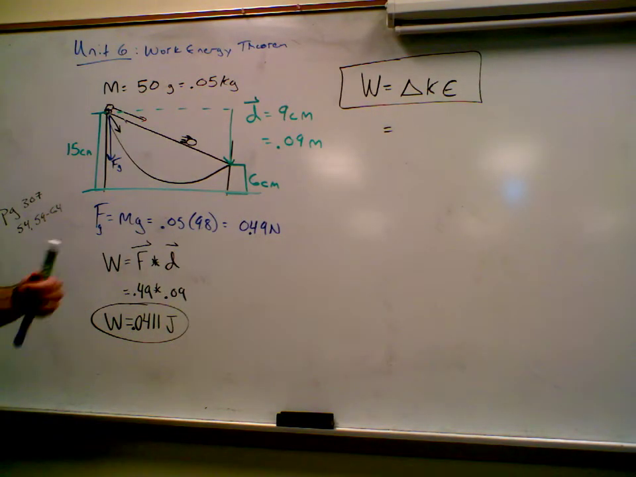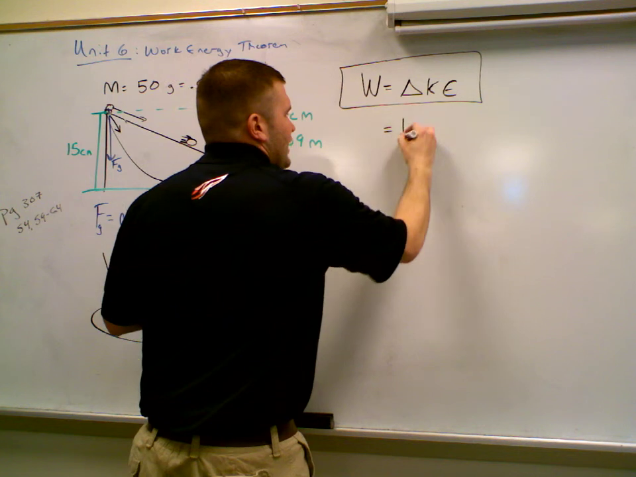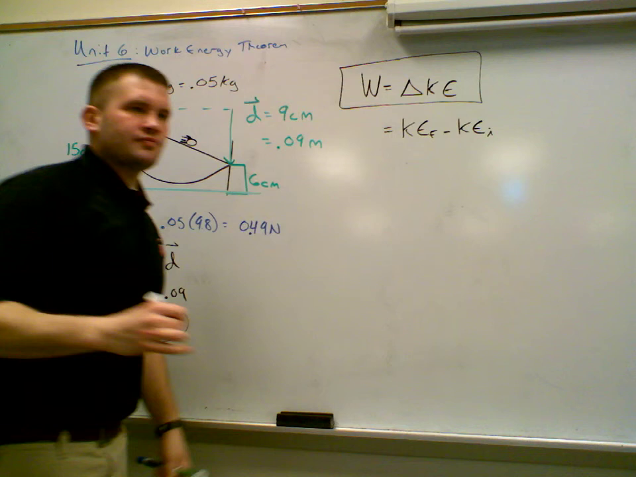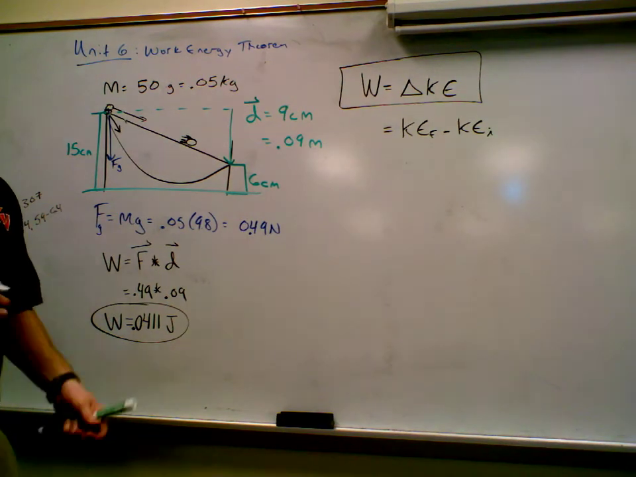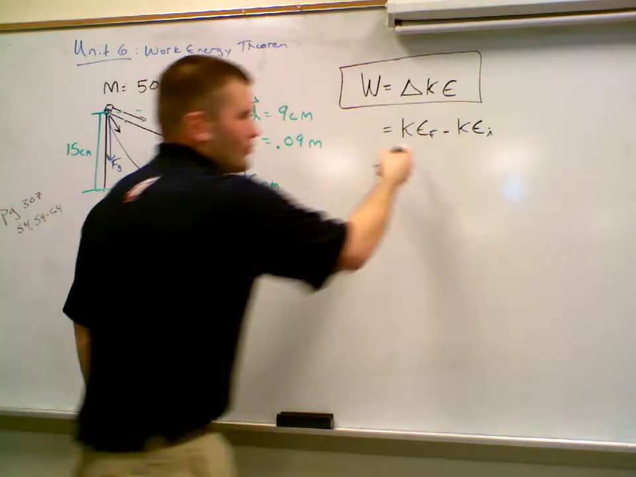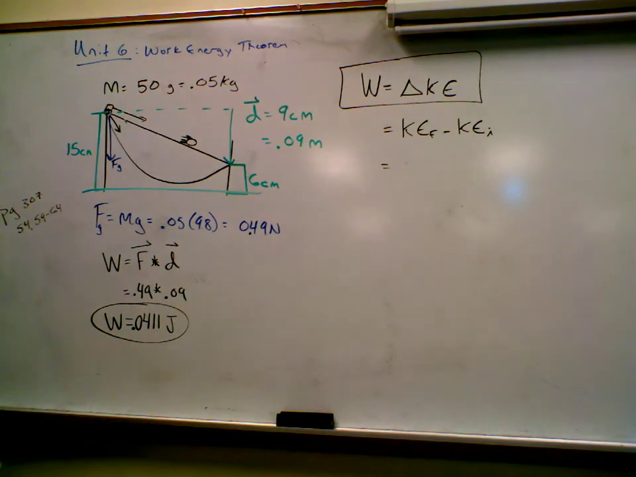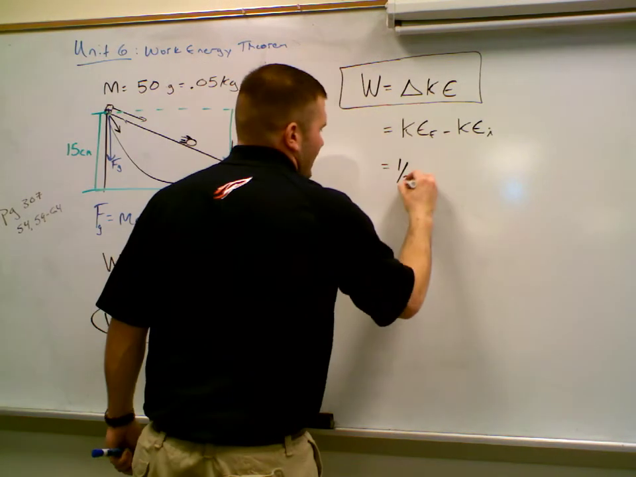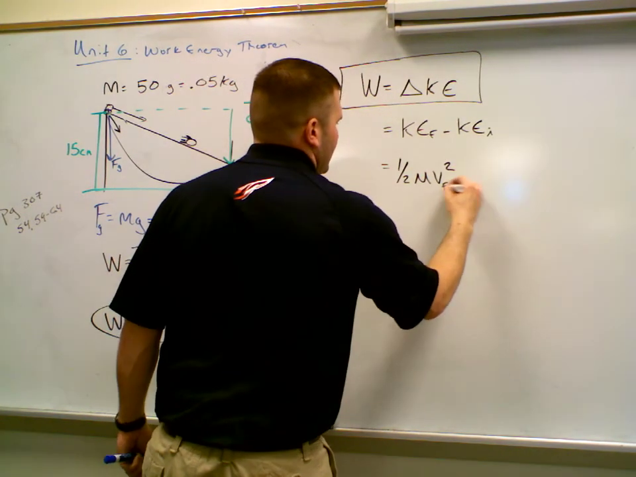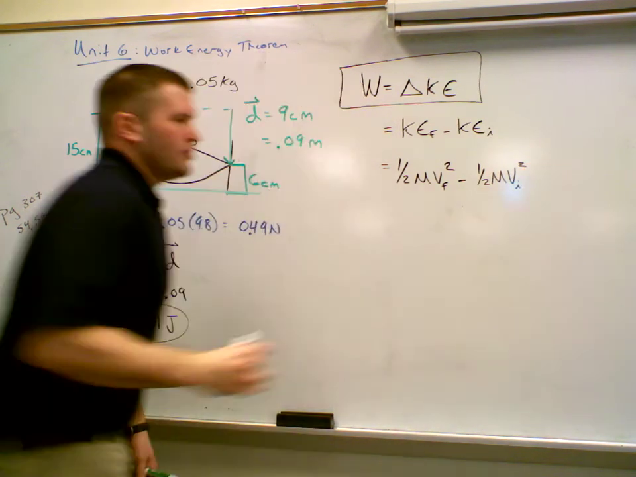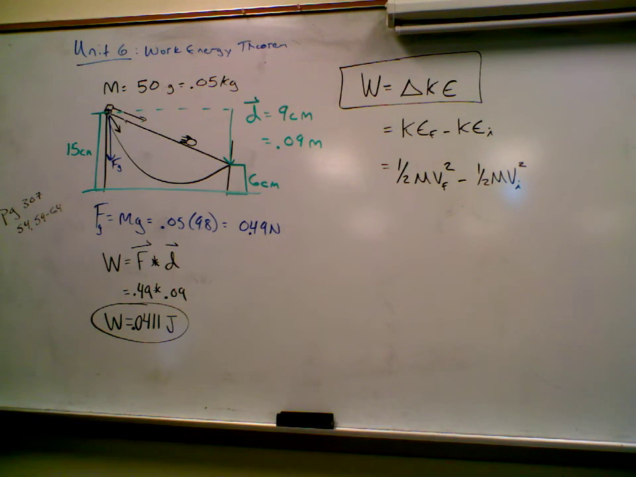W equals change in kinetic energy. But what we need to know is change means KE final minus KE initial. That's what our work equals. And I can start plugging in the rest of KE because kinetic energy is equal to 1/2 mv squared. So KE equals 1/2 mv squared final minus 1/2 mv squared initial. Now you'll notice I only put f and i on the v's because they're the only thing that will change. The mass of the marble does not change as it rolls down the ramp.